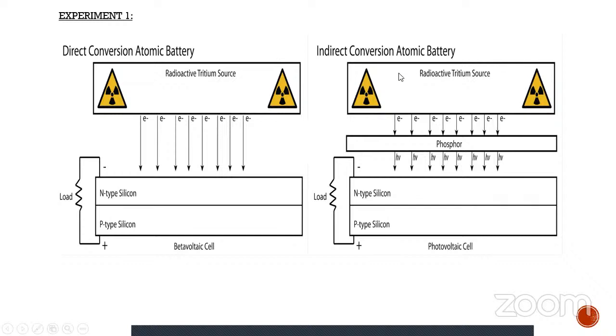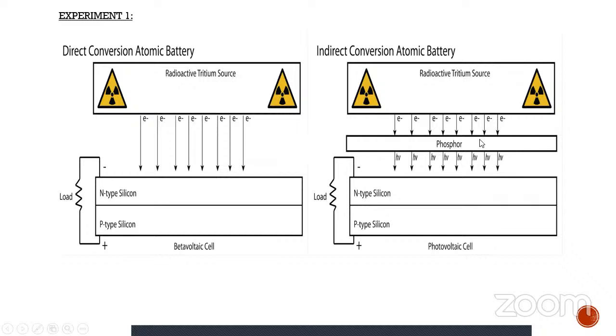Now, in place of the direct one, for an indirect conversion atomic battery, we can use the same tritium source, but we have to use a phosphor. The phosphor converts the electrons into energy, and that energy is again converted to electricity. So there is, you can say, a middleman in between.